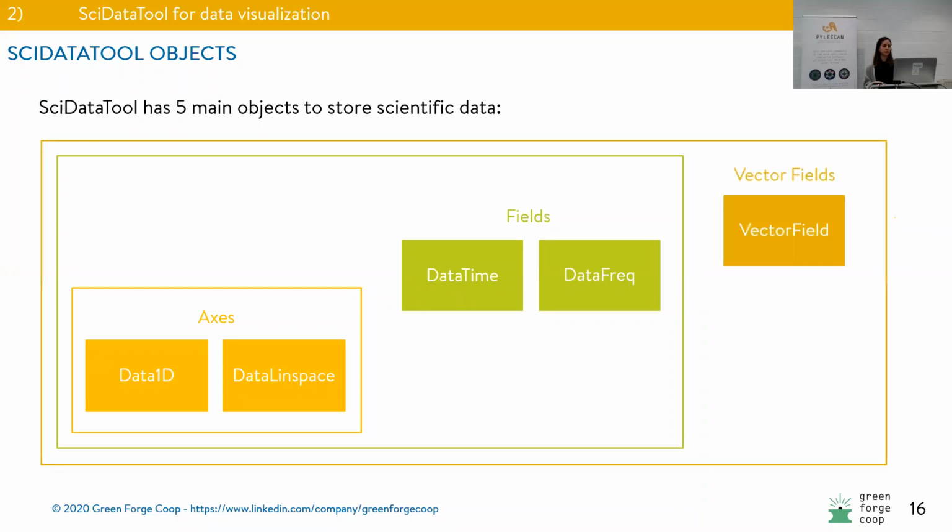And then we defined a 5th object, which is VectorField. It's used for vector fields. For example, for the magnetic flux, you can have the radial component, the tangential, and the axial. So the idea was to gather those 2 or 3 components into one single object. It's basically just a dictionary of components, so a dictionary of DataTime objects, for example.